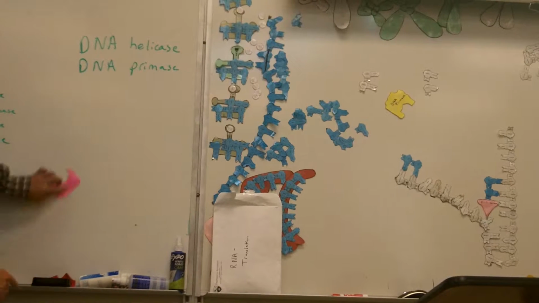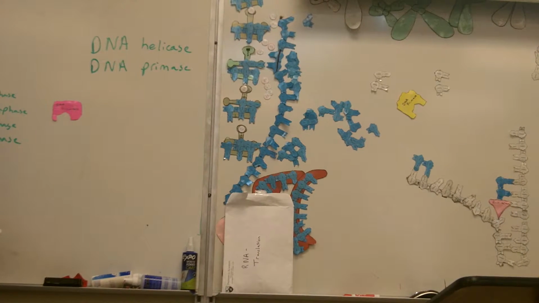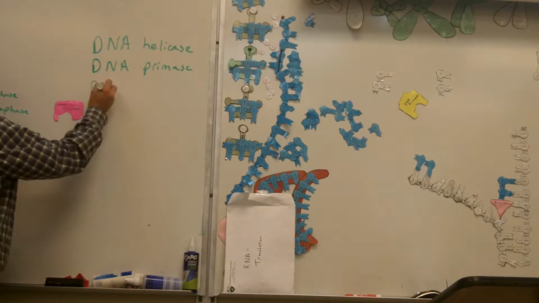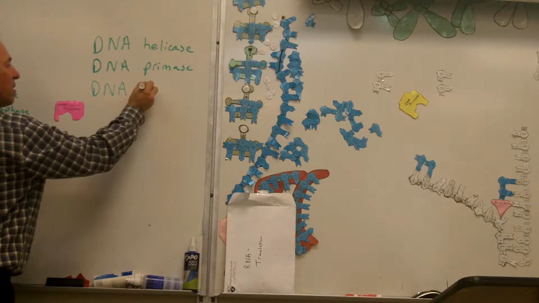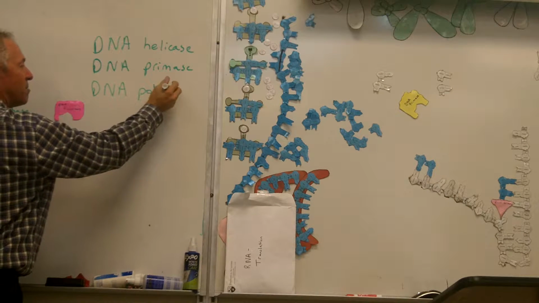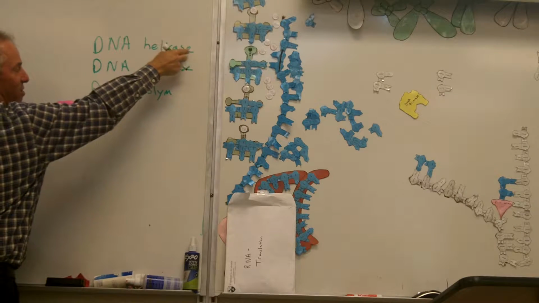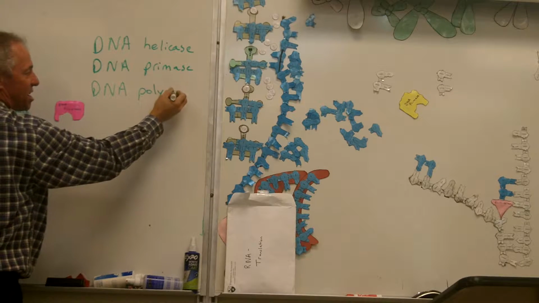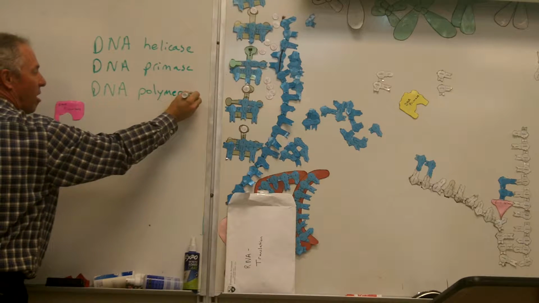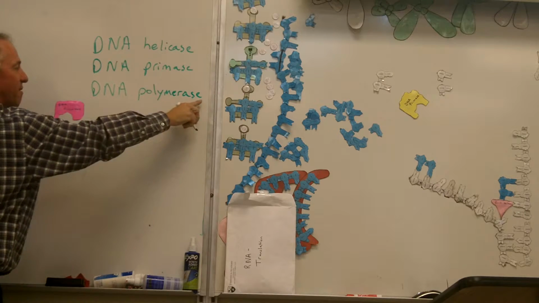And then the next one is this one. It's called DNA polymerase. A lot of enzymes end in ase. If you ever see ase at the end of the word, that means it's an enzyme. All enzymes, or most enzymes, have ase at the end.